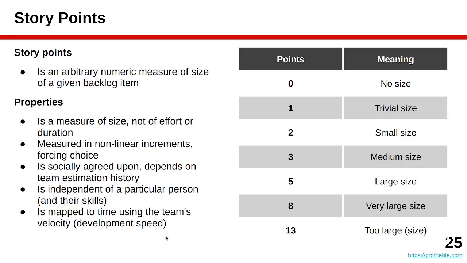Again, as explained at the start of the course, the values are kind of arbitrary. The key is that as you start estimating features, you return to same size features with the same story points. So it doesn't matter whether a certain size is always a 5 or always an 8, as long as it's always a 5 or 8 and you're consistent with your estimations over time.